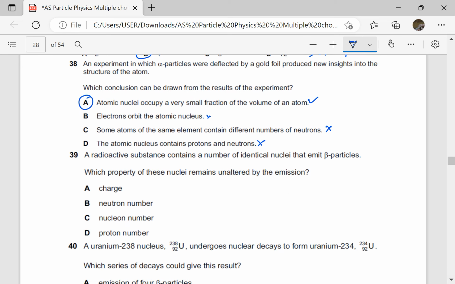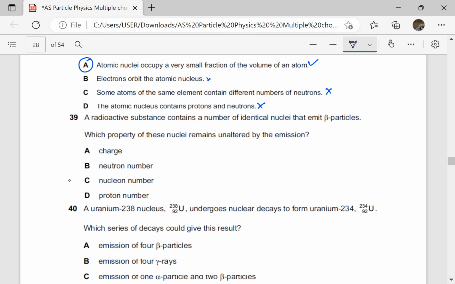A radioactive substance contains a number of identical nuclei that emit beta particles. Which property of these nuclei remains unaltered by the emission? So the nuclear number does not change if beta particles are emitted, because beta is written as beta 0, -1.